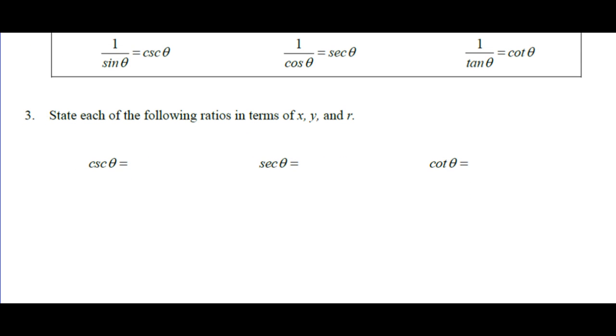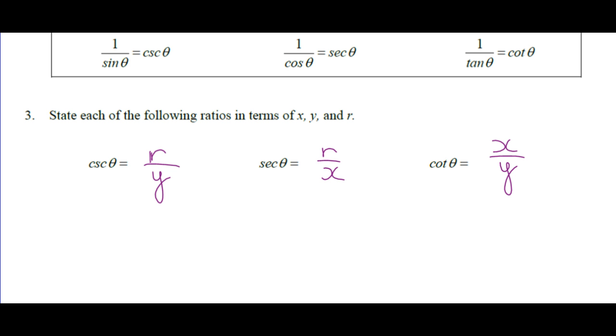State each of the following ratios in terms of x, y, and r. If cosecant is 1 over sine, then in terms of x, y, and r, what do we get? Cosecant pairs with sine. It's the reciprocal of sine. R over y. Secant pairs with cosine. R over x, and cotangent is x over y.